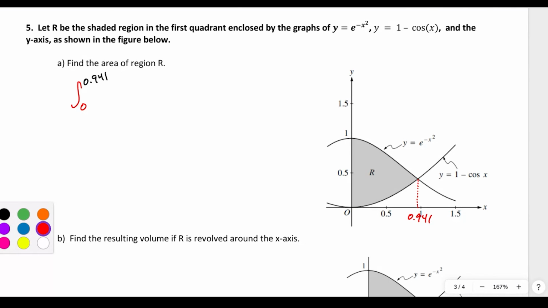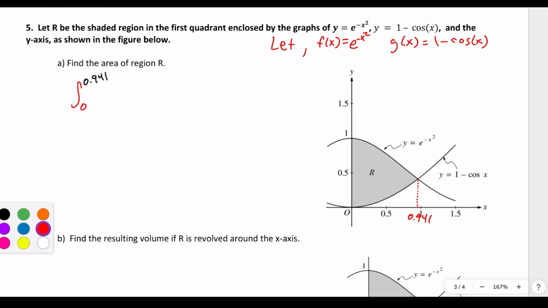Okay. And then to find the area between two curves, just do the top minus the bottom. Now, what I would recommend you do, especially on the AP test, but also when you're just using Desmos, you don't want to have to keep typing these functions in over and over again. So give them each a name. Let f of x be e to the negative x squared, and let g of x be 1 minus cosine x. And then when you do it this way, you won't have to rewrite those expressions over and over again.